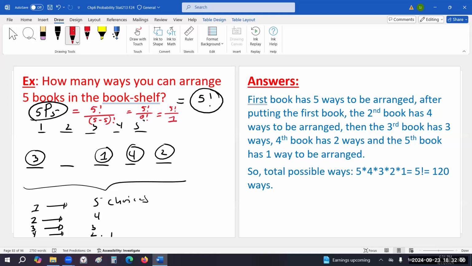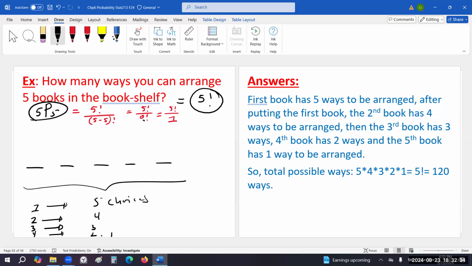Done? Third question. Go over again. So let me erase this. We have 5 books, 5 places. So for book number 1, how many places do we have available? 5. So book 1 has 5 choices. So let's say I placed my book number 1 here.